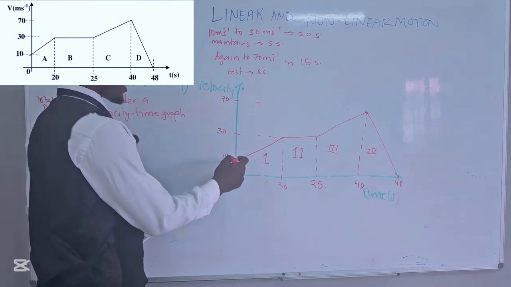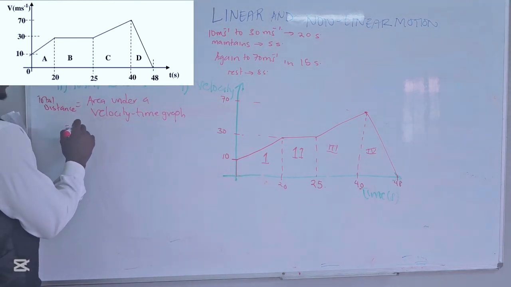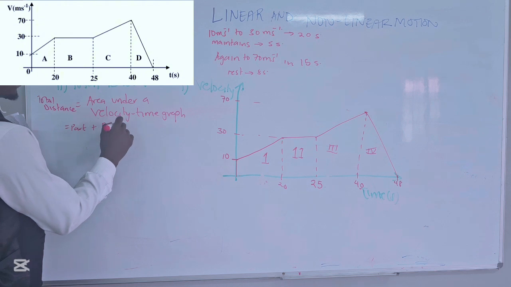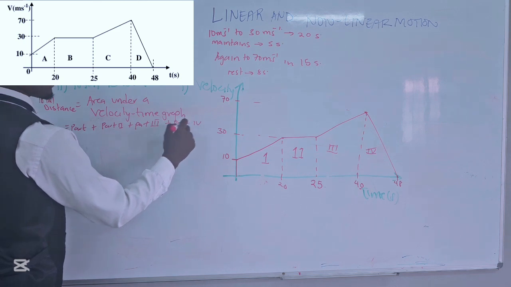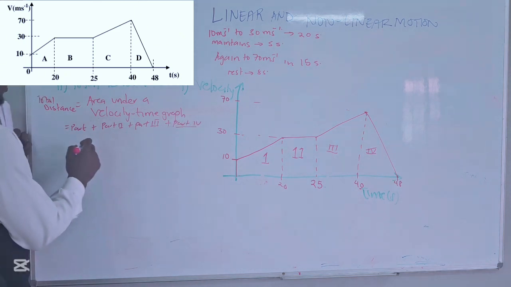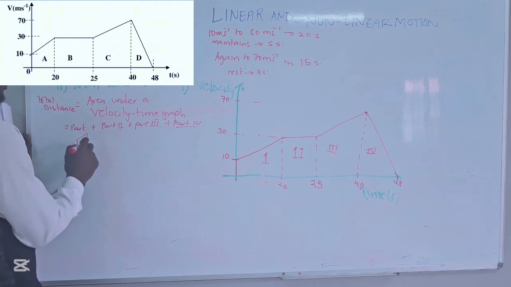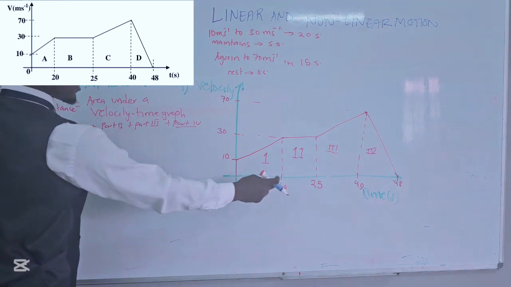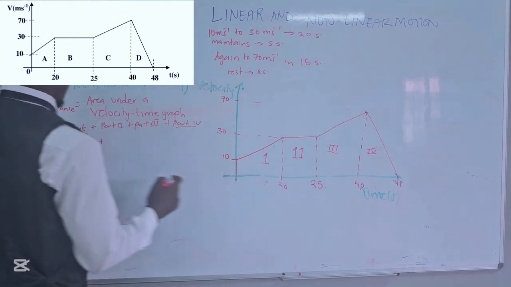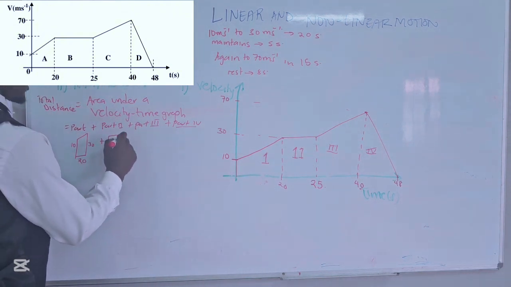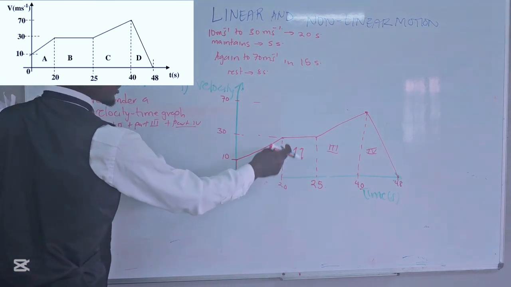So the first part here, you can see I'm having a trapezium. So part 1 plus part 2 plus part 3 plus part 4, I have to sum up those areas. For part 1, you're having something like this, which is a trapezium, where this is 10, this is 30. From here to here, it is 20. Then for part 2, you're having a rectangle. From here to here it is 5. From here to here it is 30.